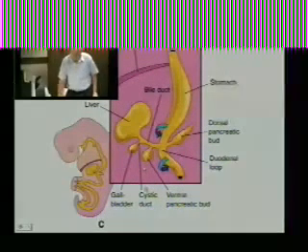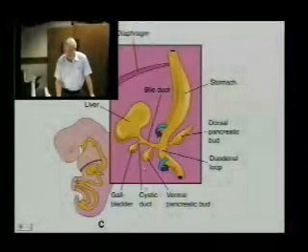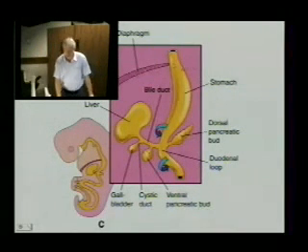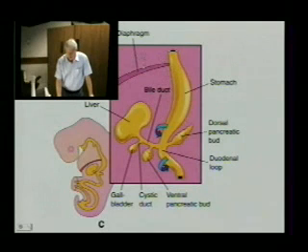So with this illustration, we see the dorsal pancreatic bud continues to grow out into the dorsal mesogastrium. We see the diaphragm above here, superiorly, separating the abdominal from the thoracic cavity. We see the ventral diverticulum.